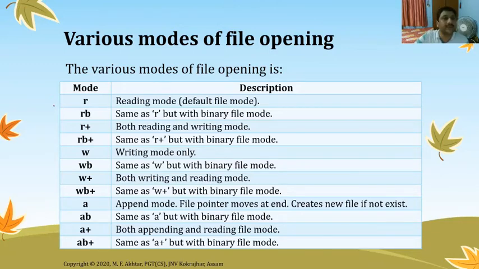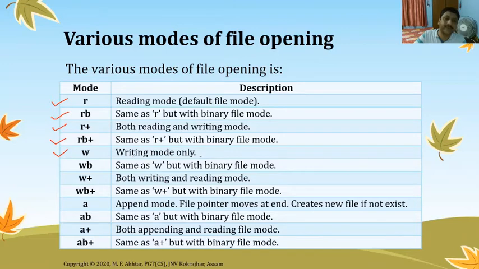Just see here, R means read mode. RB means it will open the file in read mode, same as R, but with binary file mode. There are two types of file, or we can open a file in two ways: text file and binary file. If we want to open a binary file, then we have to add B here. Same here, R plus. If we add the plus symbol, then the file will be opened for reading plus writing, both purposes. And then RB plus is the same as R plus but with a binary file.